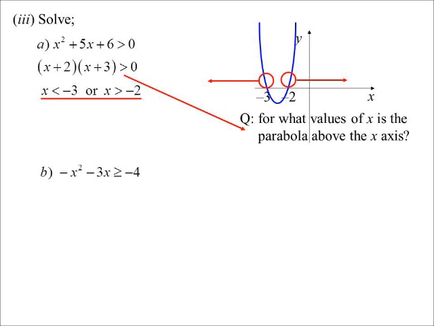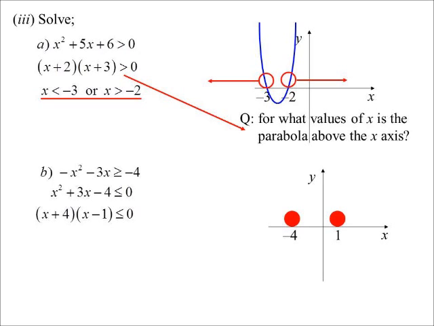So one last one. Let's make that look like something we can work with. x squared plus 3x minus 4 is less than or equal to 0. The roots of this one are minus 4 and positive 1. They're included in this case because it's less than or equal to. Happy curve. So I'm in between in this case.